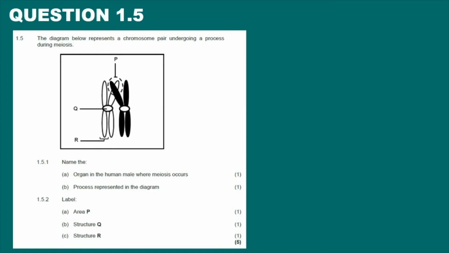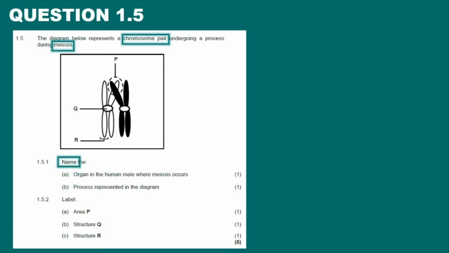So let's read the questions of 1.5. Again, we start with the first sentence at the top of the diagram because it might hold important information. The diagram below represents a chromosome pair. This indicates that it's a homologous pair of chromosomes undergoing a process in meiosis. By looking at the diagram, you need to see that the 2 chromosomes are 2 different colors, they are the same shape and size, and that they are crossing over. As soon as you see that there's a point where they cross over, it is prophase I.